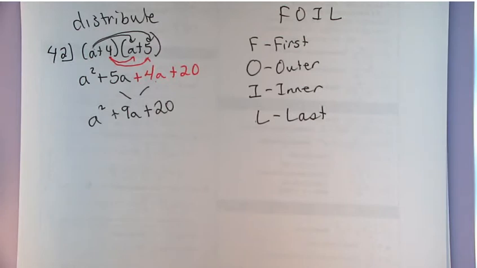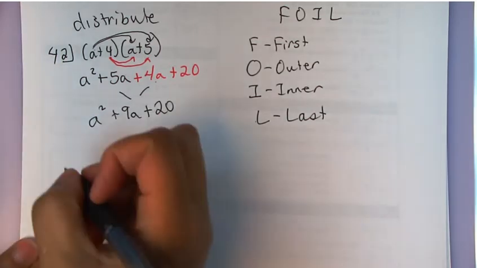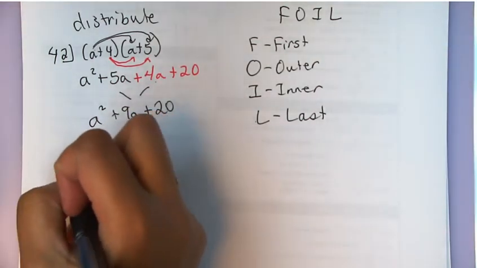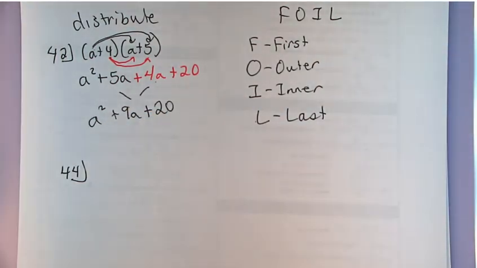Here we go. Let's do number 44. We're going to do FOIL. Now, essentially, FOIL and distribution is pretty much the exact same thing. We just have certain letters to help us organize it a little better. But they're the exact same thing.